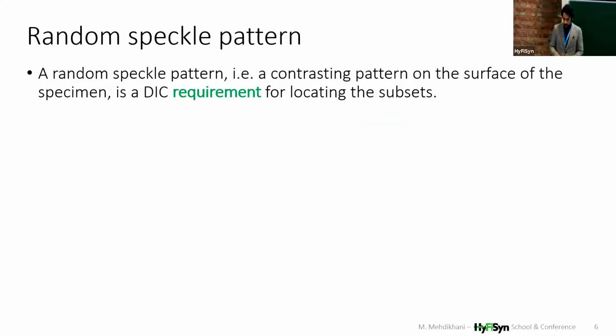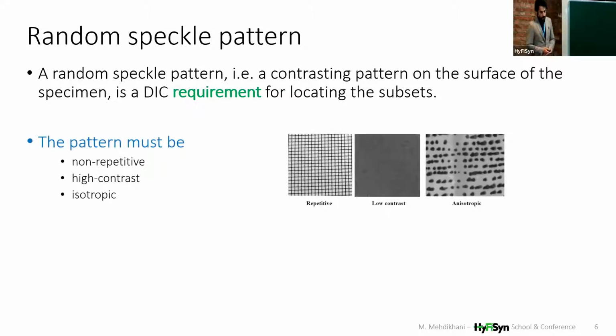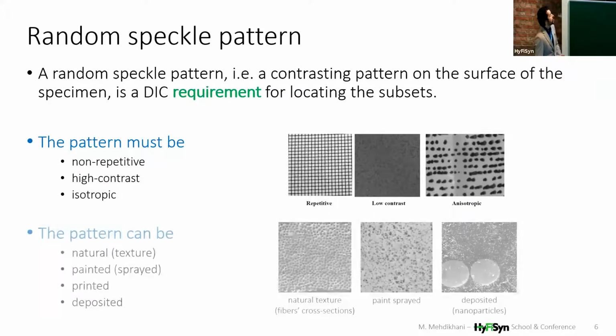The requirement for this is a random speckle pattern on the surface. As I already mentioned, this correlation process is performed using the unique gray intensity pattern in the subsets. So this asks us to have a random speckle pattern, and this speckle pattern should not be repetitive, should have high contrast, and should be isotropic. Here in this image, you see some bad examples of a speckle pattern.